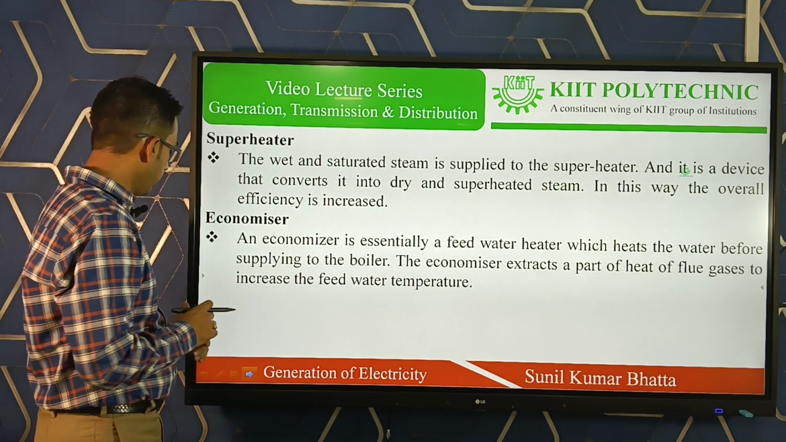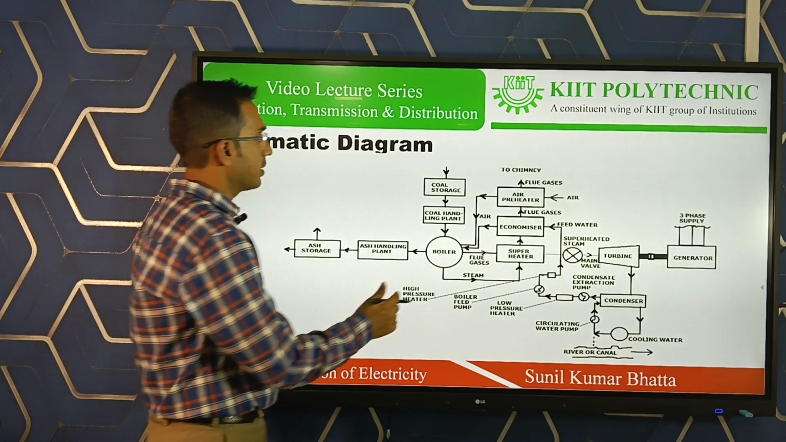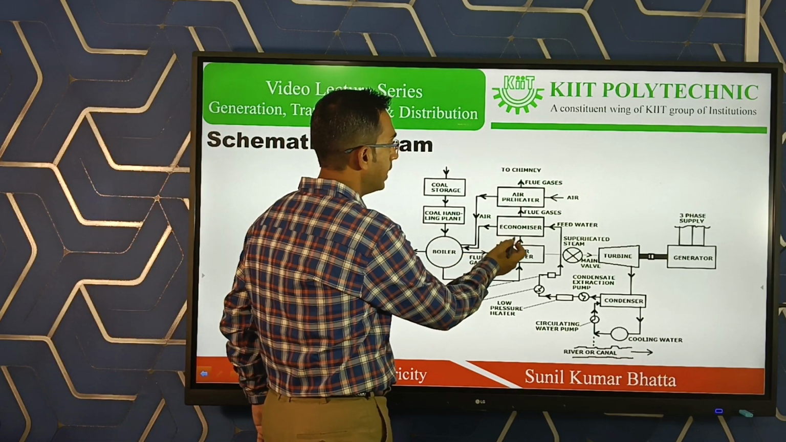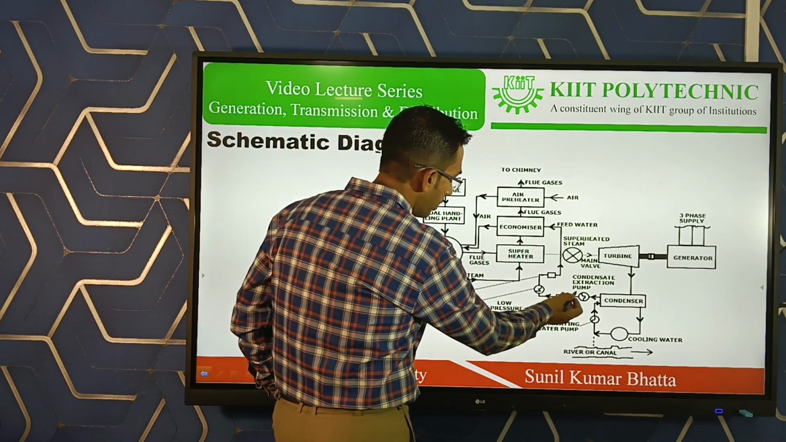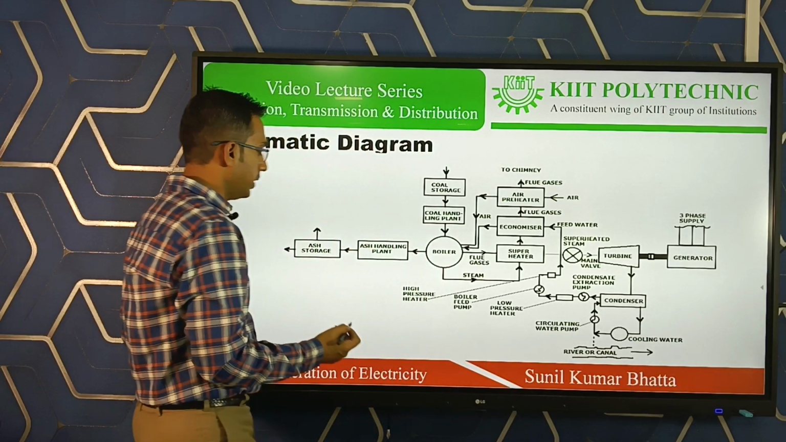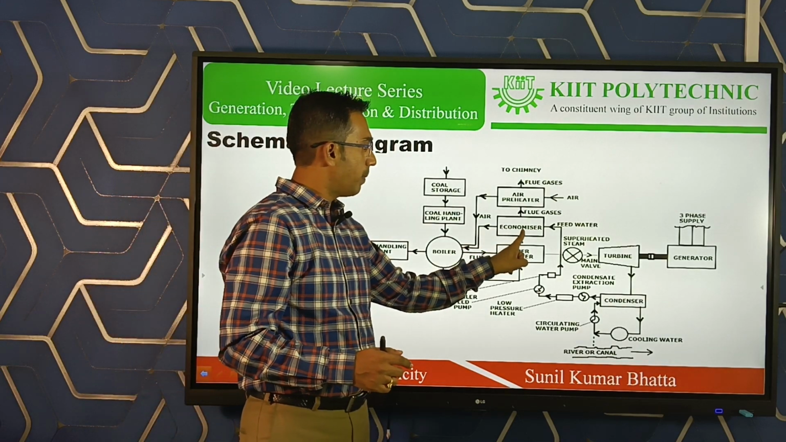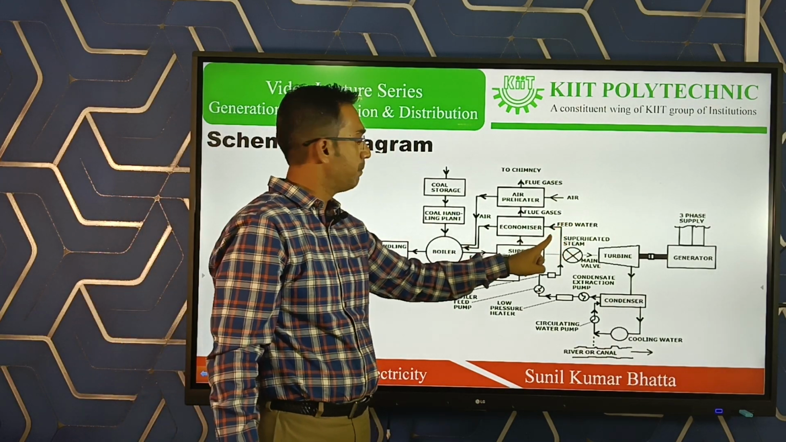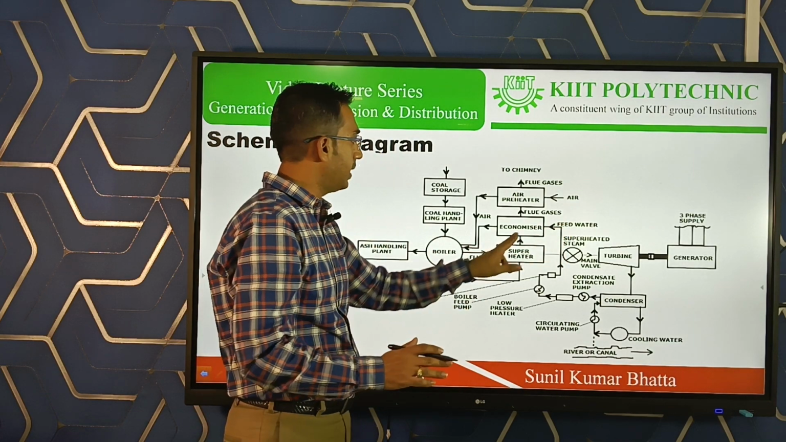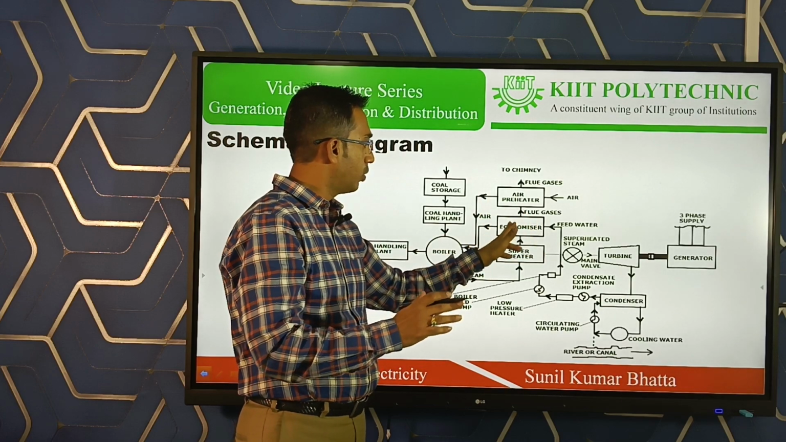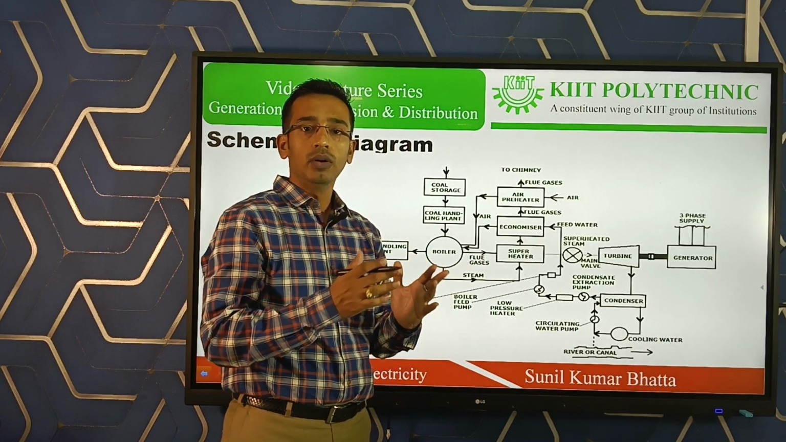Then the economizer. You can see the diagram first, where the economizer is placed. One part goes to the boiler, and from the condenser it comes to the economizer. What is the function of the economizer? In the diagram you can see that the input to the economizer is feed water, and the feed water is applied to the economizer.